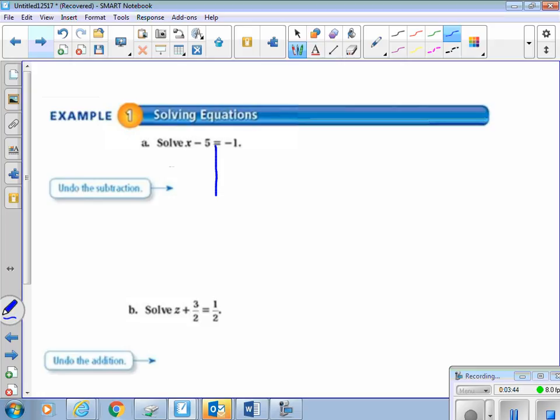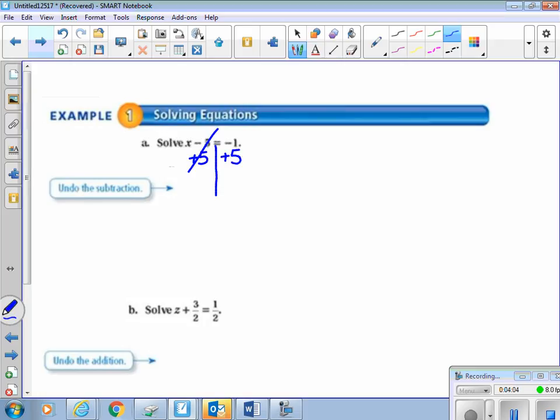So how am I going to get rid of this minus 5? The inverse operation would be to add 5. So think about it. What is negative 5 plus 5? 0. It's now gone. We can cross it out. But since I added 5 on this side, and I drew the line to remind you that whatever you do to one side, you must do to the other, I must add 5 on the other side as well.